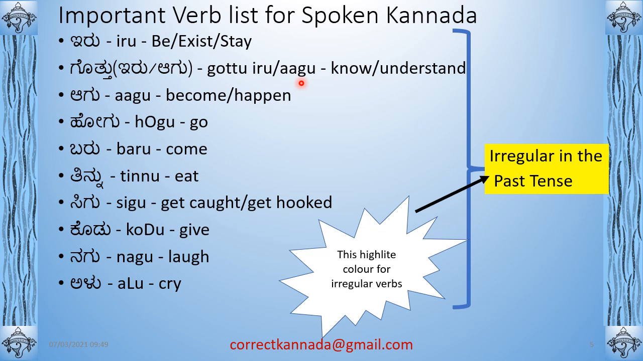Agide is present perfect. Aitu is past tense. So you can use iru: when you say gottiru, it means I know, to know. Gottagu is to understand. Gottagide means I understood.